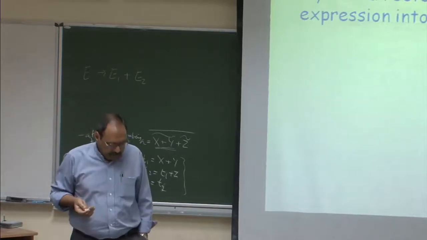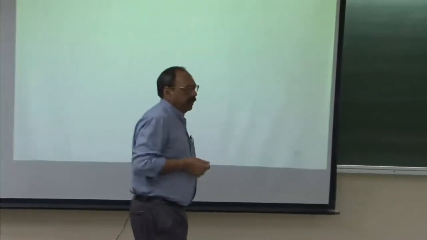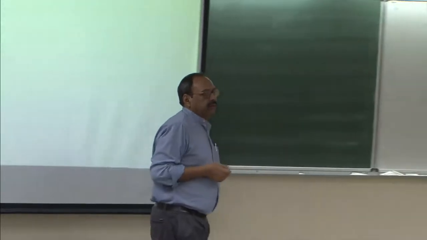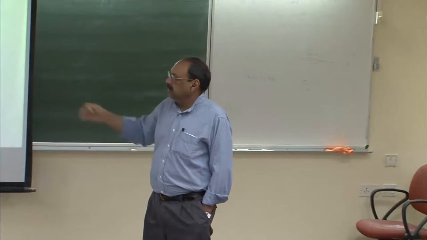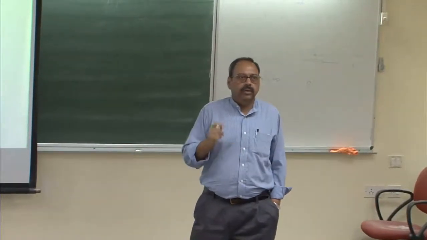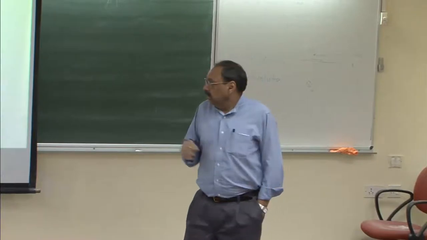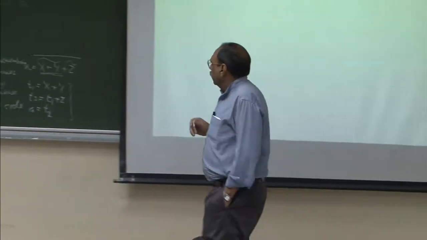Anything else I need to have? Any other information I require for generating code other than these attributes? At this point of time, it looks like as far as straight line code is concerned, I don't require anything else. Now, assuming that I have all these attributes available to me, what is the kind of code I will generate for this?